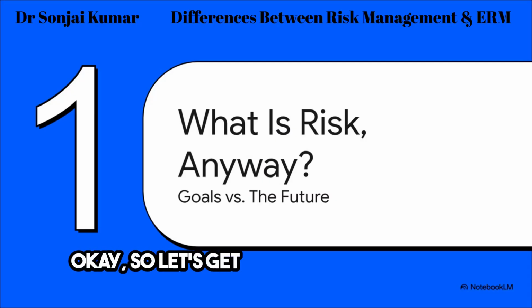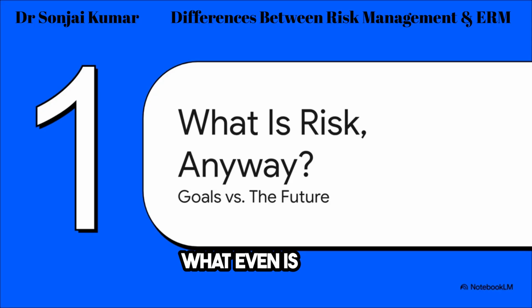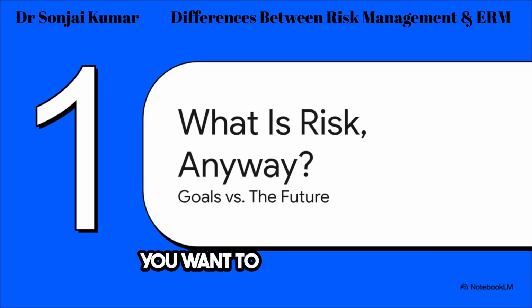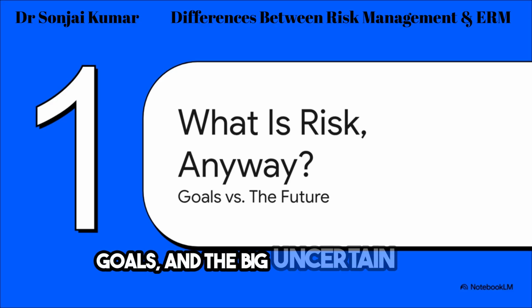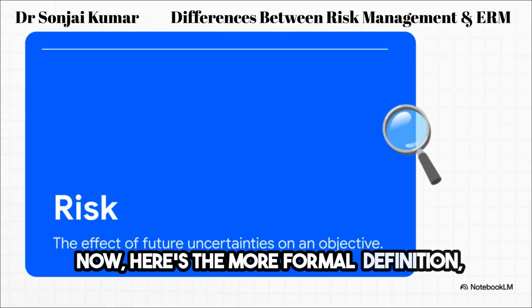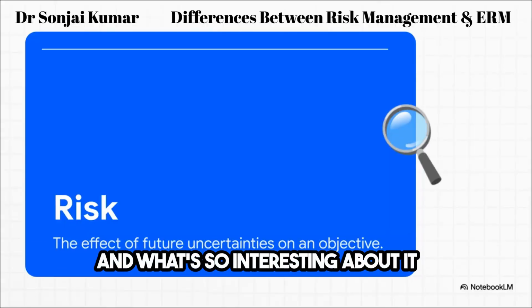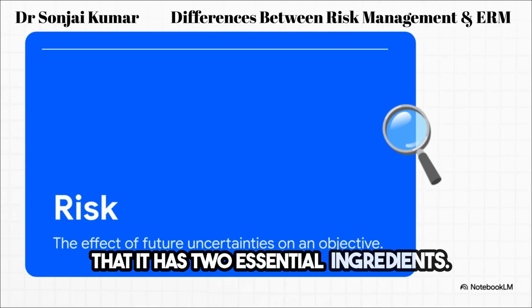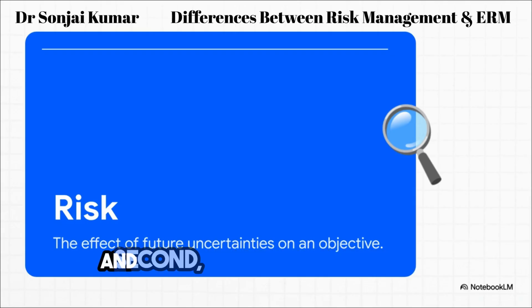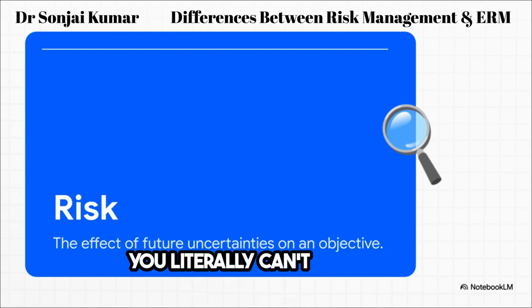Okay, so let's get on the same page here. What even is risk? When you boil it all down, it's really just the gap between what you want to achieve, your goals, and the big, uncertain future that stands in your way. Now, here's the more formal definition, and what's so interesting about it is that it has two essential ingredients. First, you need a future, which by its very nature is uncertain, and second, you need an objective, something you're actually trying to do. If you don't have both of those, you literally can't have risk.